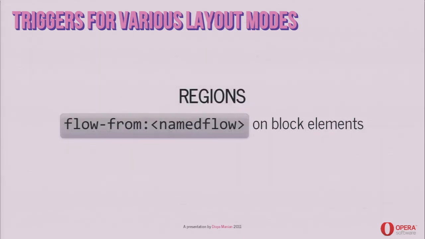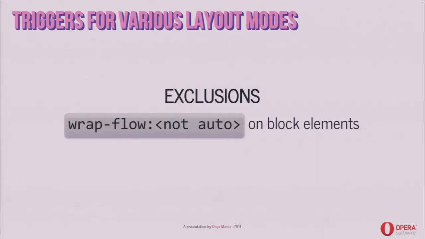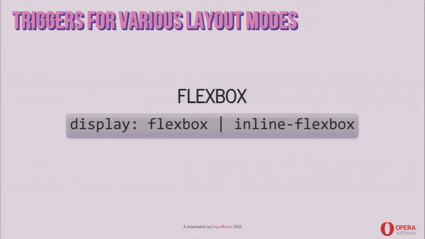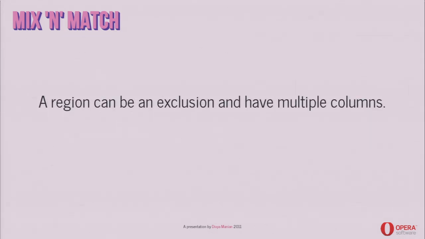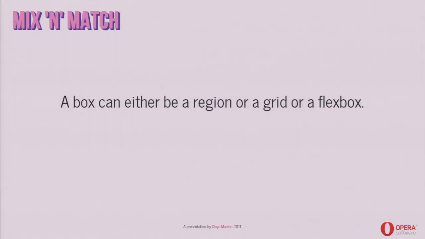And then regions, you would trigger it with the flow from property, and then a named flow that it would use to render content from. And then exclusions would be triggered using a wrap flow property, which is not set to auto, and on block level elements. And Flexbox, you trigger using a display property set to Flexbox or inline Flexbox. And so if you're trying to mix and match, a region can be an exclusion, and it can also have multiple columns. An exclusion, a box, this is mutually exclusive. So a box can only be a region or a grid or a Flexbox, and not all 3.